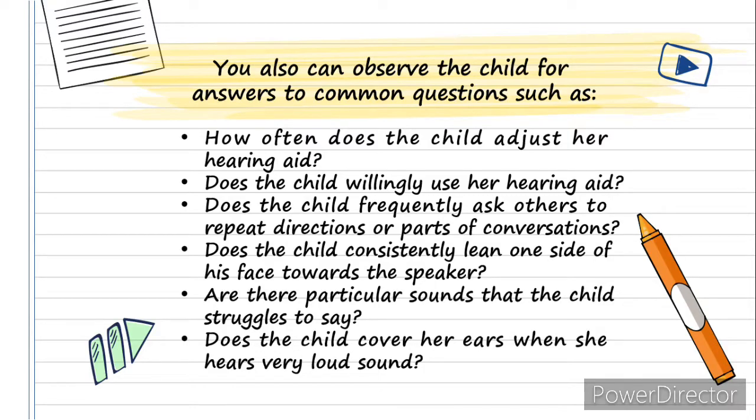You also can observe the child for answers to common questions such as: How often does the child adjust her hearing aid? Does the child willingly use her hearing aid? Does the child frequently ask others to repeat directions or parts of conversations? Does the child consistently lean one side of his face towards the speaker? Are there particular sounds that the child struggles to say? Does the child cover her ears when she hears very loud sound? These are the questions that are needed in order to record how the child handled his or her impairment.